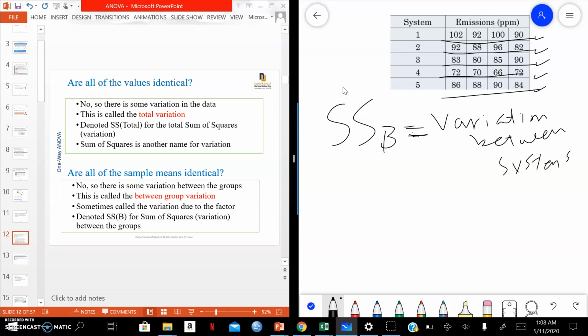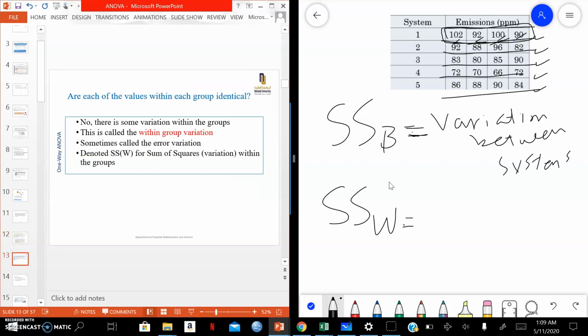Now, if we talk about the sum of squares within, just take one of the systems, let's say system 1. If you look at system 1, you can observe that the values in system 1 are also not identical. So there is also variation within one system. That can be computed by taking a system and computing the variation within the values of that system. That is the difference between sum of squares between and sum of squares within.